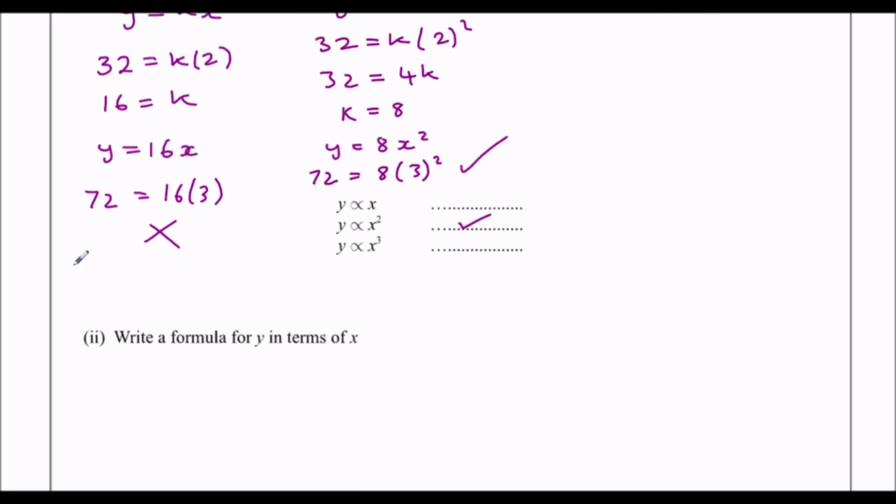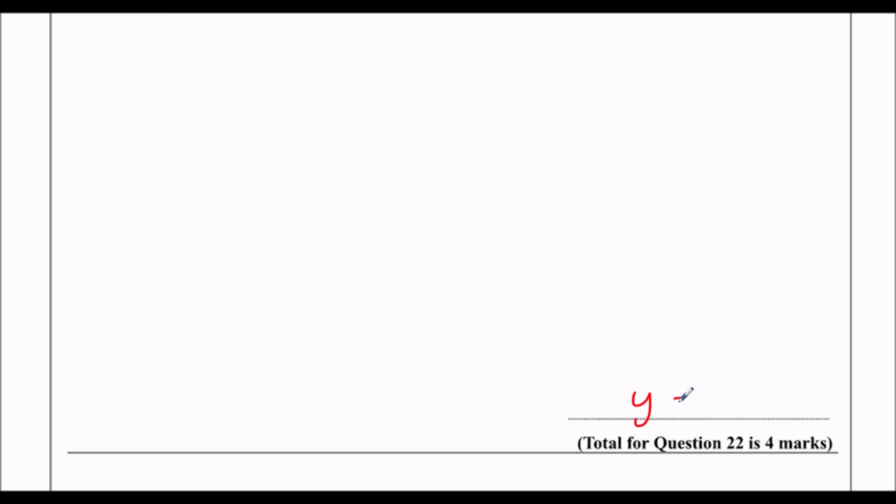So I've already worked out part B here. Write a formula for y in terms of x. The formula is y equals 8x squared. k is 8. So y equals 8x squared.